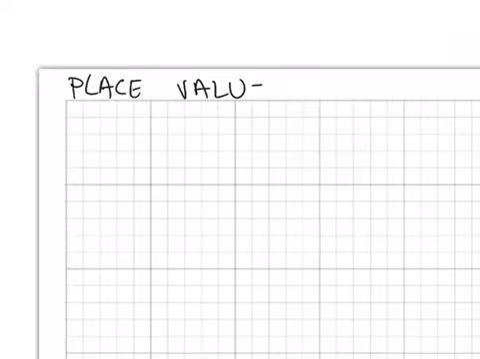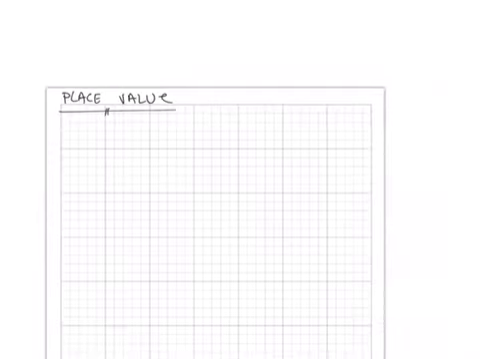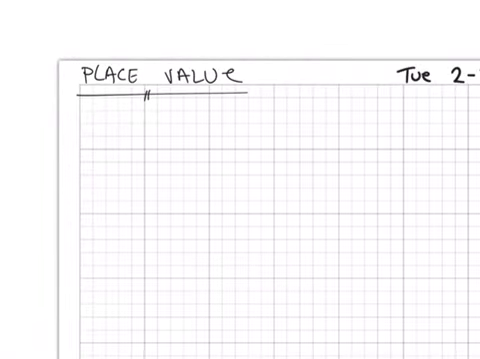Get your paper ready, and today's notes are on the topic of place value. So go ahead and label this place value. I know that sounds boring, but I'll explain how these things work with numbers. You've already seen all this before, so it's review, but just a little refresher couldn't hurt. So today's date is Tuesday, February 25th. All right, so let's take some notes on place value.